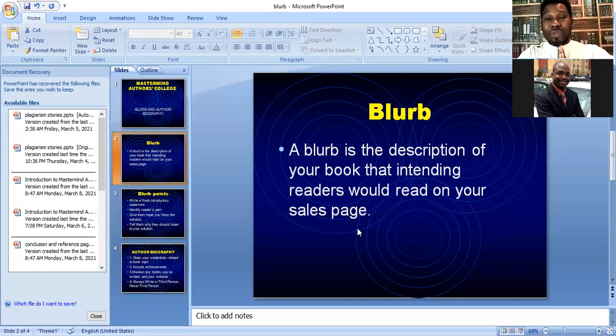Or if you are doing freelance writing, you could write a synopsis for your clients to show them what you want to include in the book. And you write your synopsis at the beginning before you start writing the book. But for your blurb, you write it only after you finish writing the book. So it is the description of your book, and it is as important as the book title and the book cover.